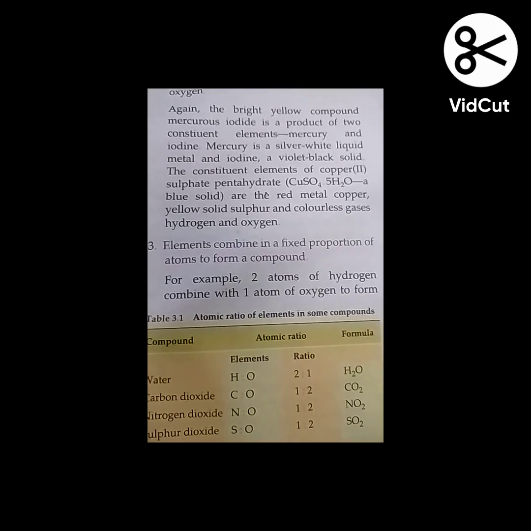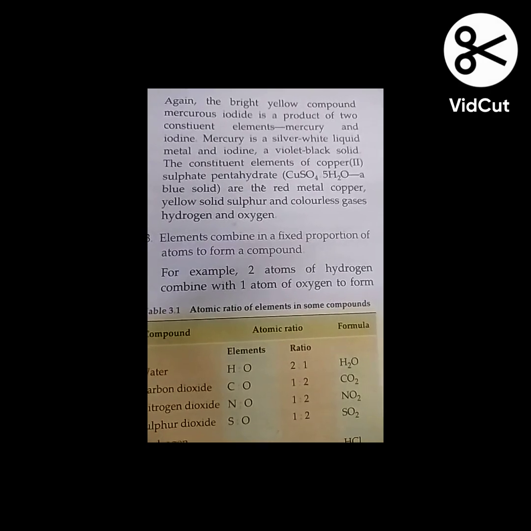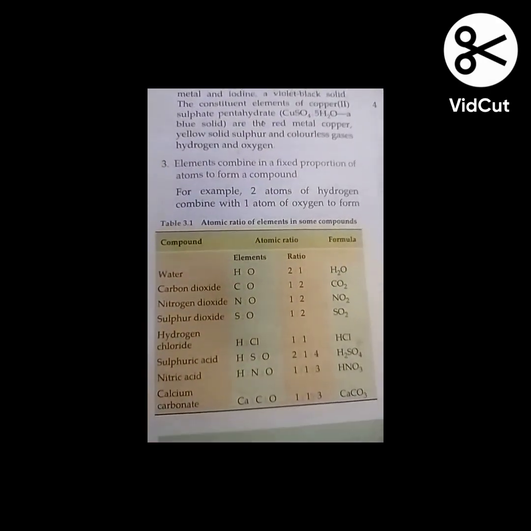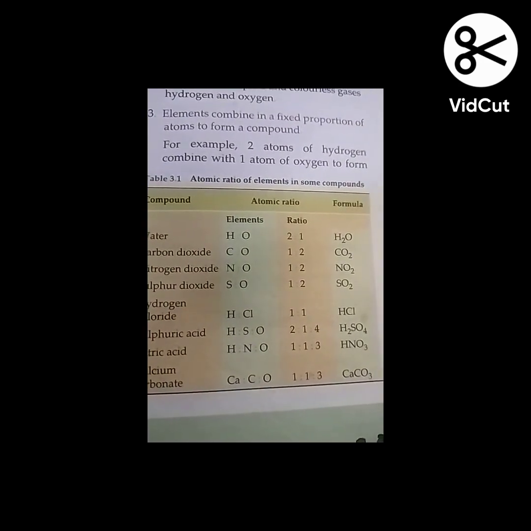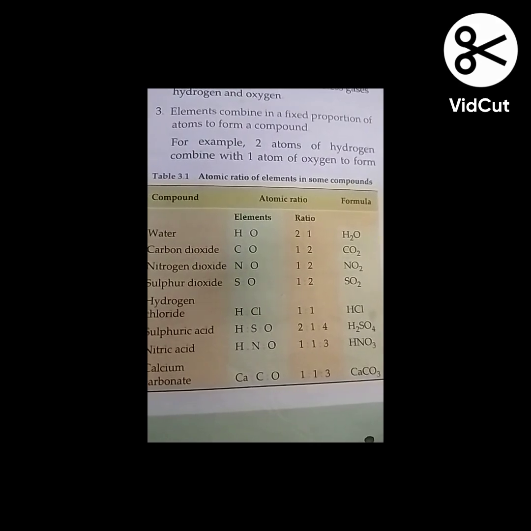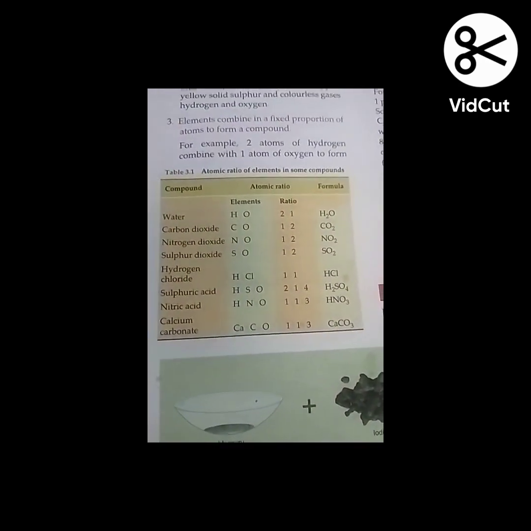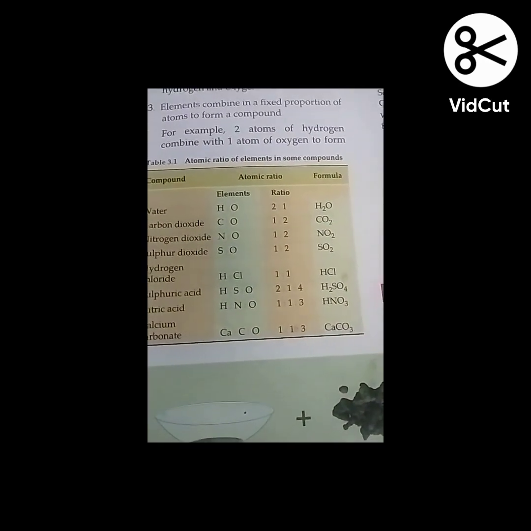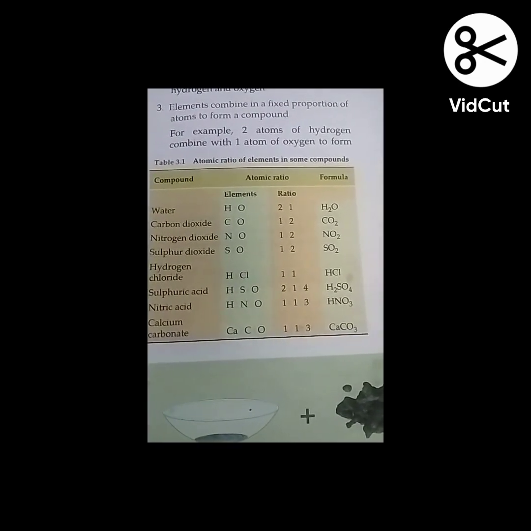The third characteristic is that elements combine in a fixed proportion of atoms to form a compound. If two atoms of hydrogen combine with one atom of oxygen to form one molecule of water, the atomic ratio of hydrogen and oxygen in any sample of water will be 2:1. Here, 10 billion hydrogen atoms will require 5 billion oxygen atoms to form 5 billion molecules of water.